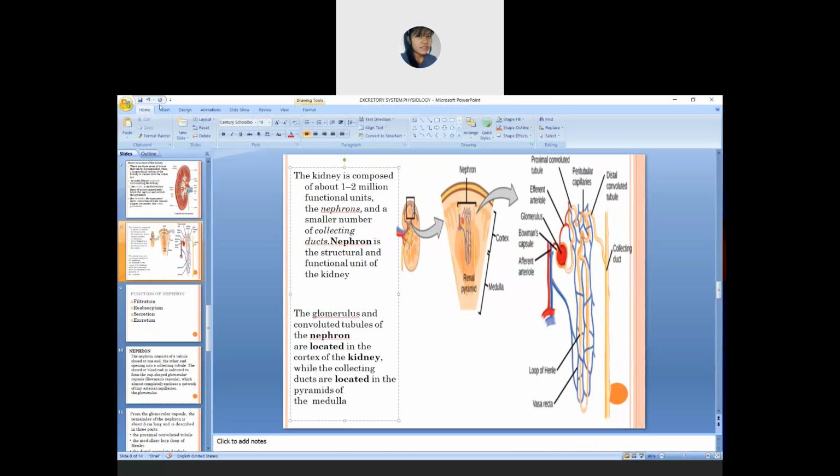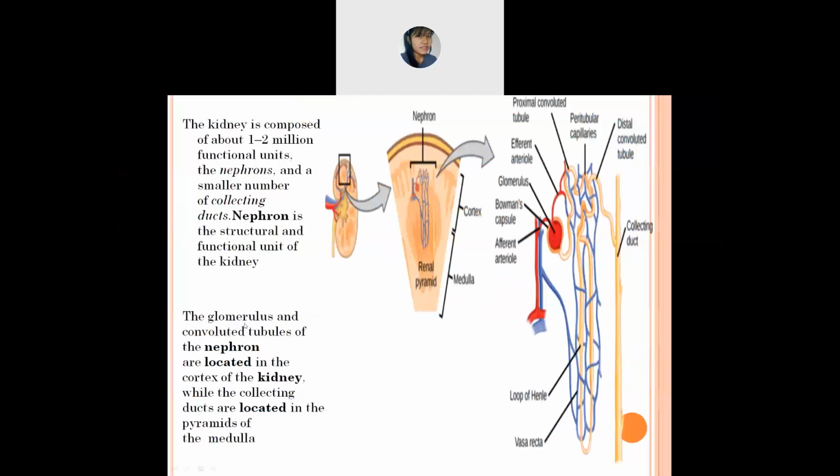These nephrons are the structural and functional unit of the kidney. Okay, so what do these nephrons have? In the nephrons, you will see a glomerulus. We will discuss it afterwards. Glomerulus and a convoluted tube, quite convoluted because it is twisted. It is not straight, so for that it is known as convoluted.